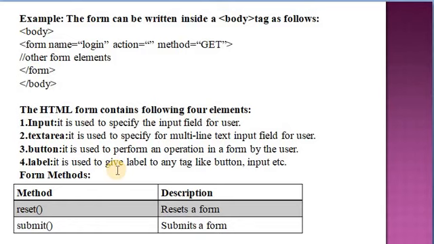This is the form containing the following four elements. Form methods: there are mainly two methods of a form. First is the reset method and second is the submit method. The reset method resets a form and the submit method submits a form. For reset, this method of a form object is used to reset a form. The event name is onreset. Or submit, this method of a form object is used to submit a form. The event name is onsubmit.